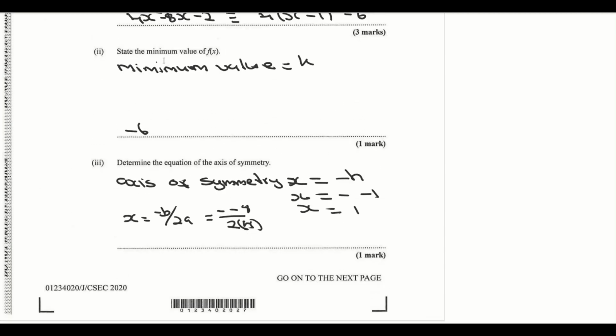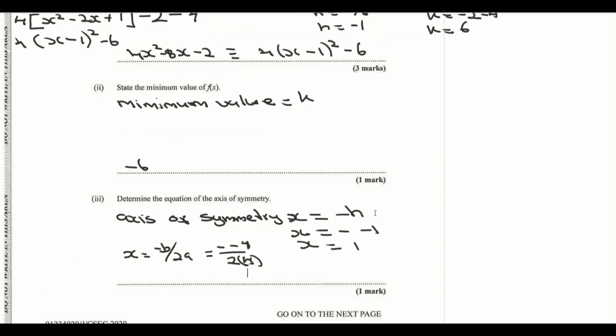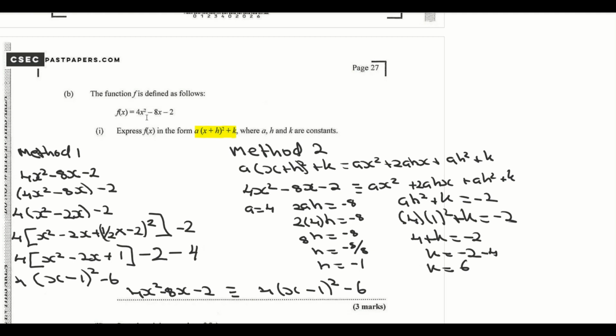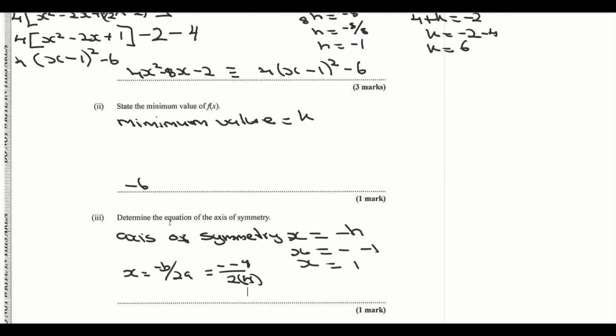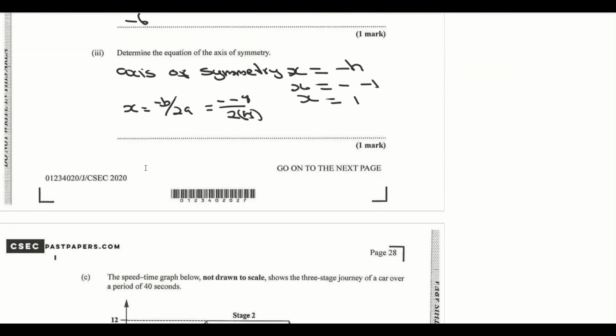And then again, your minimum value would be this value here, 1, and you substitute it into this equation. So that's 4 by 1 is 4, minus 8 minus 2. So 4 minus 8 is minus 4, minus 4 minus 2 is minus 6. So you see that the question is correct.